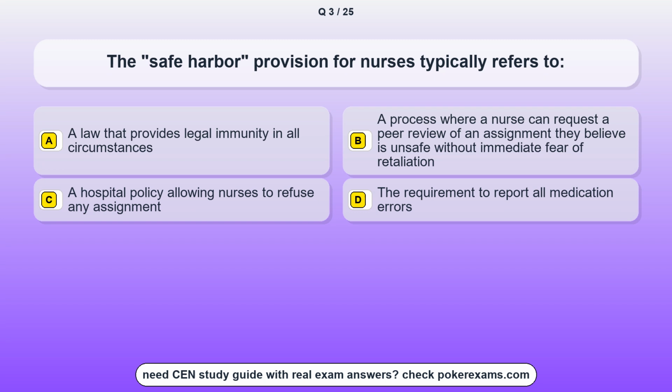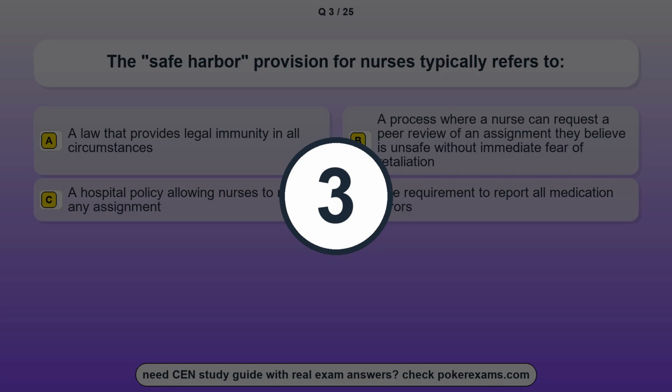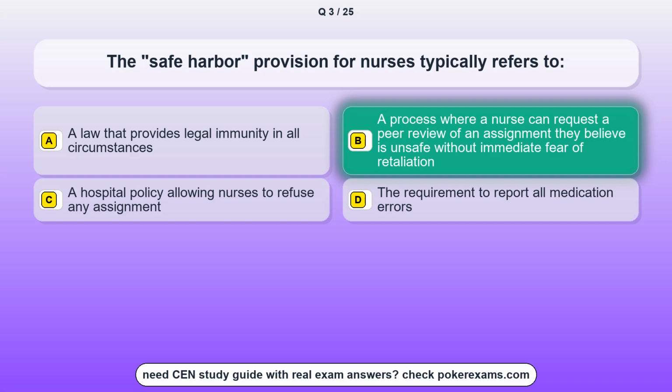Question 3. The safe harbor provision for nurses typically refers to option A, a law that provides legal immunity in all circumstances, option B, a process where a nurse can request a peer review of an assignment they believe is unsafe without immediate fear of retaliation, option C, a hospital policy allowing nurses to refuse any assignment, option D, the requirement to report all medication errors. The correct answer is option B, a process where a nurse can request a peer review of an assignment they believe is unsafe without immediate fear of retaliation.